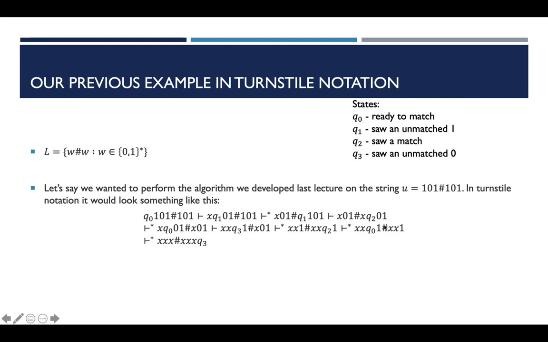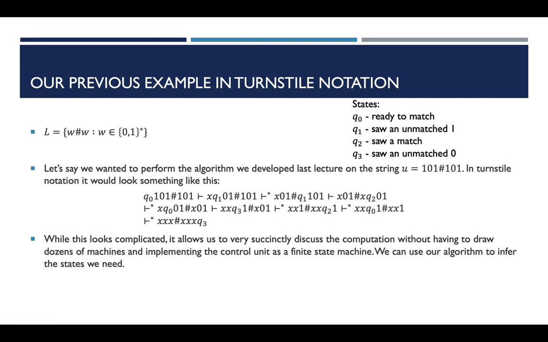I go back to the beginning, I'm pointed to a 1, I update to state Q1, then I fast forward, I recognize that I have a 1, and I consume that 1. Here this should actually be Q2 for seeing a match, not Q3. So at the end of the day, what should happen is I should be in this state, except this should be a Q2, and then everybody's happy and the computation is done.